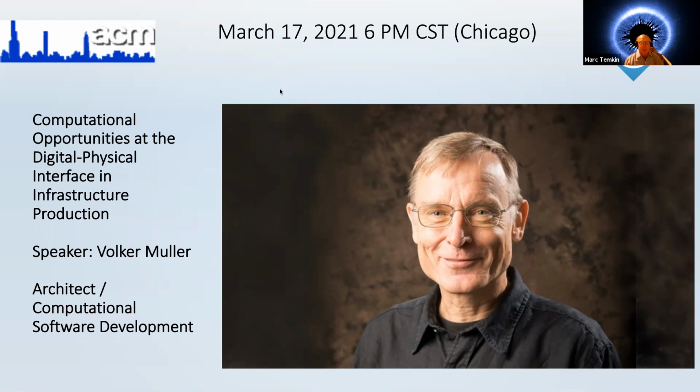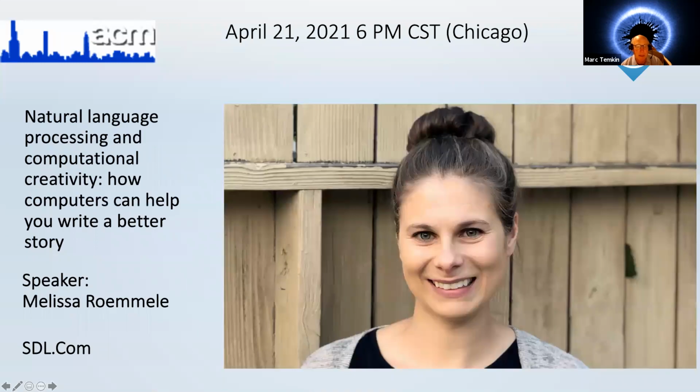By the way, both Volker and our next speaker the following month are members of the audience who became speakers. Volker's a longtime ACM person. He led a chapter in North Carolina and has done a lot of presentations. So please come to that. And there's Melissa Romeley's picture. She's from SDL in California, and she's going to be giving a talk on natural language processing and computational creativity: how computers can help you write a better story. We'll have more details in the coming weeks, but we hope you can attend that meeting, which is on April 21st. Move on to the next slide.